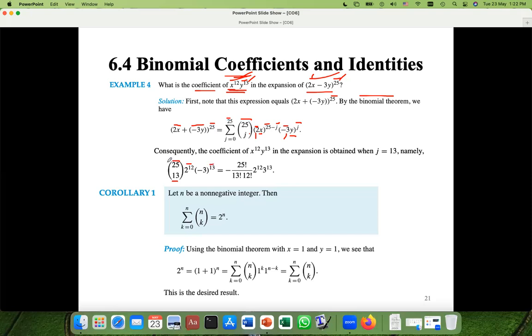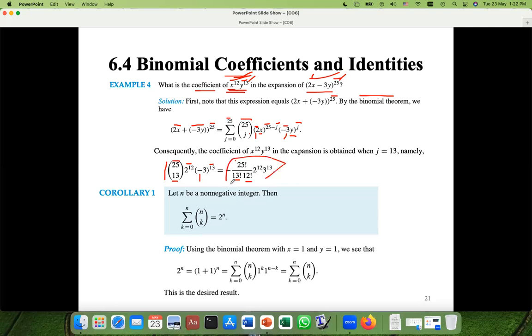And now solve it using that formula. Move this minus in front. We have moved this minus symbol to the front, and then it is 25 factorial, then r factorial is 13 factorial, 25 minus 13, so this is n minus r, 12 factorial. And 2 raised power 12 and 3 raised power 13.